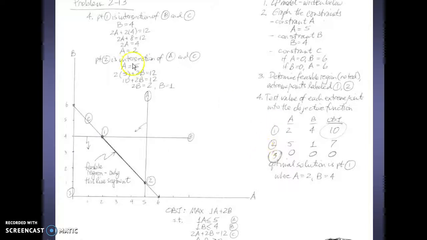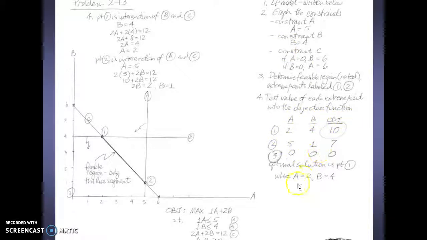So points 1 and 2. Point 1 is the intersection of B and C. B equals 4 is an equality expression. Plug that into expression C. We get A is equal to 2. Put those values in the table. Point 2 is the intersection of A and C. Similarly, we say A equals 5. We use the equality expression. Plug that into C. We get B is equal to 1. Take those 2 values and put them in the table.